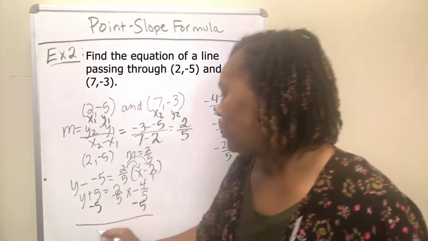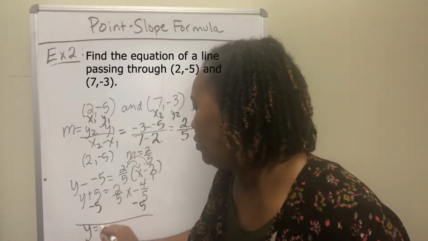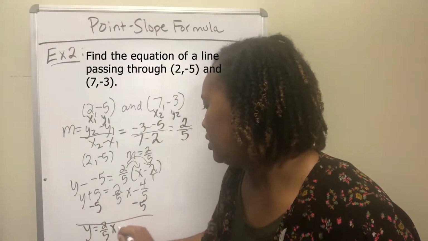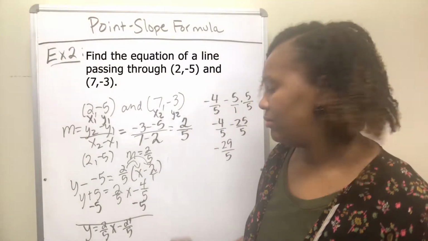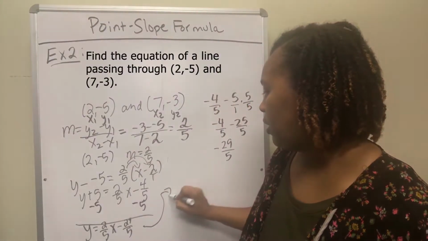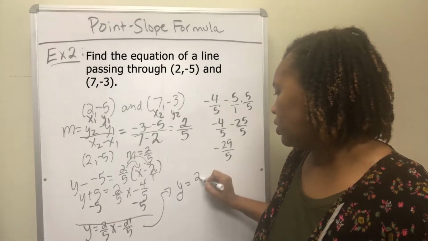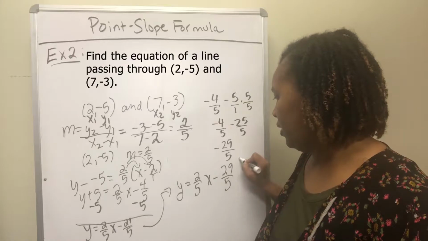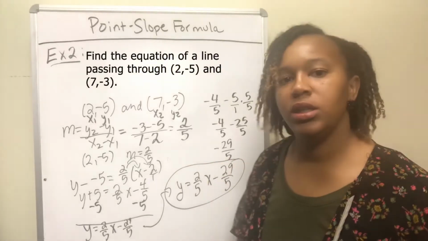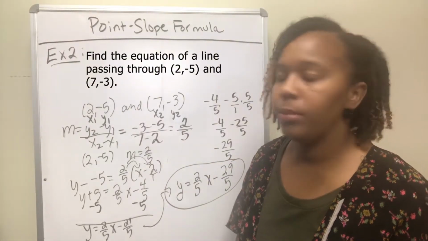And so your final equation ends up being y equal to 2/5 x minus 29/5. And just in case you can't see that, I know it's a little low, I'll rewrite it right here. y equal to 2/5 x minus 29/5. So that would be your final equation in slope-intercept form.